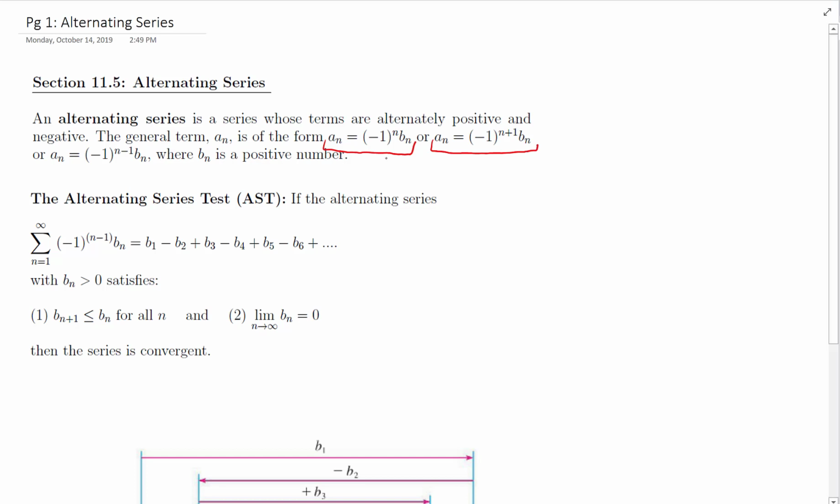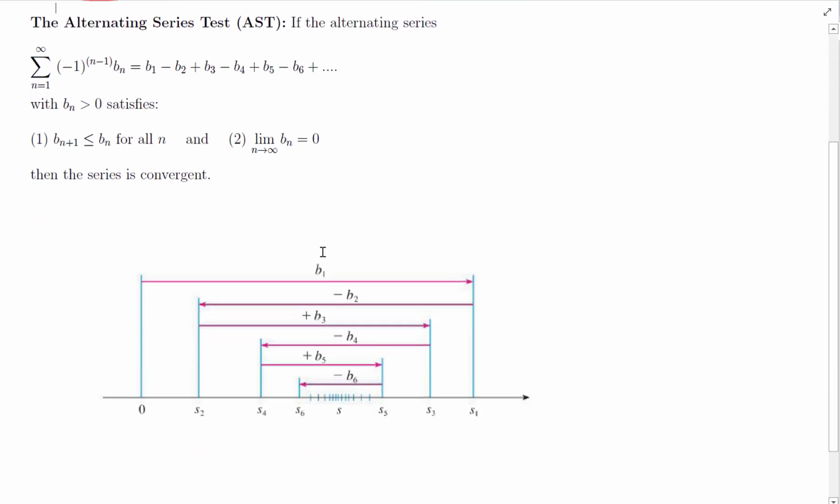Now it could be (-1) to the n plus 3, n plus 2, n plus 5, but it's that negative part, the alternating sign, and then b_n, where b_n is a positive number. So that's what constructs an alternating series: the sign part which flip-flops and the rest of it. If you expand out an alternating series, it looks like b_1 minus b_2 plus b_3 minus b_4, or the same thing with all the signs flipped. And your b_n's are always greater than 0.